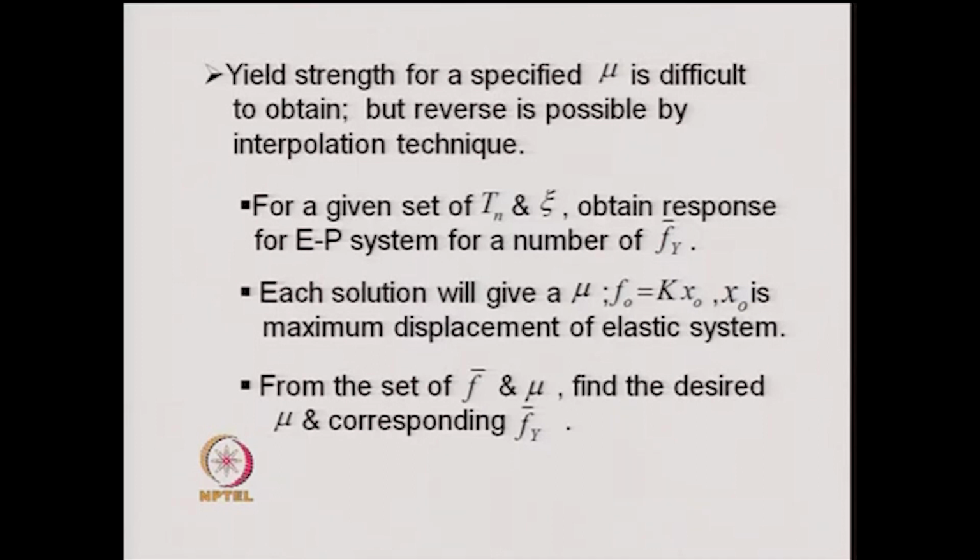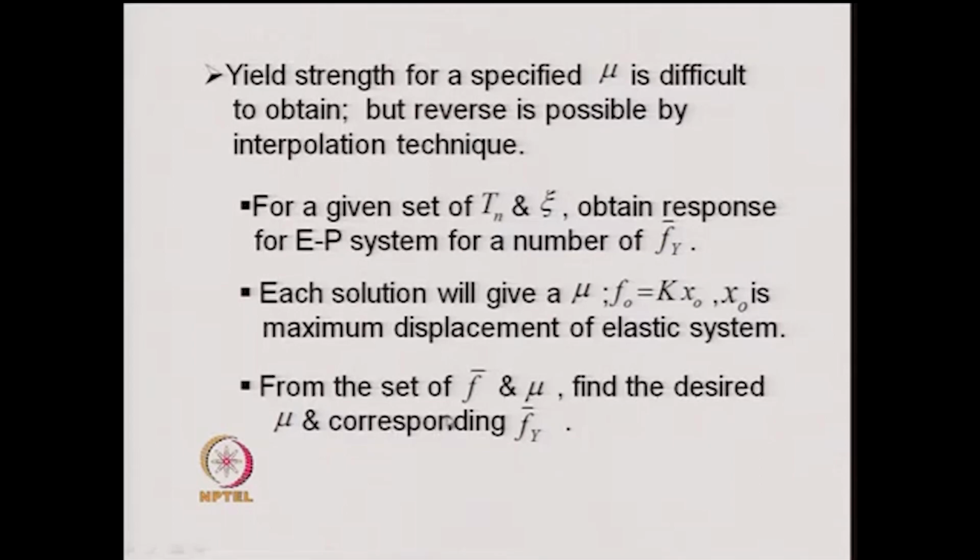So, what we do is go for an interpolation technique and an iteration for a given set of Tn and xi. We obtain the responses for the elastoplastic system for a number of f bar y values. That is, we solve equation 6.38 for different values of f bar y and find the values of mu. Each solution gives a value of mu, and f0 is equal to k into x0, where x0 is the maximum displacement of the elastic system. That means the same equation can also be solved considering it to be an absolutely elastic system. So, for the same earthquake one can solve the single degree of freedom system as if it is an elastic system. That will give us the value of x0, and correspondingly one can find f0.